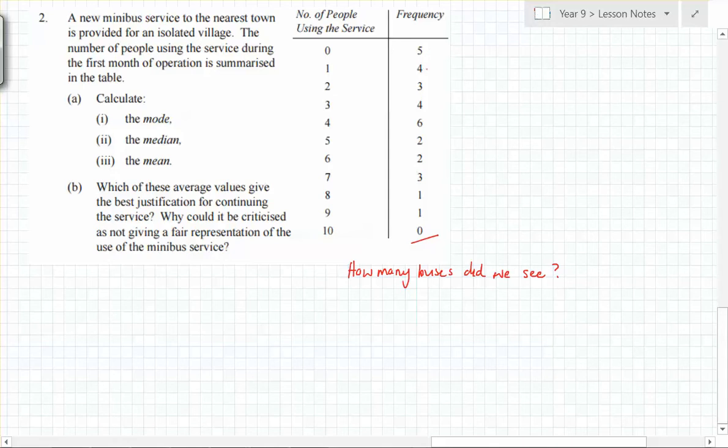5 plus 4 is 9, 12, 16, 22, 24, 26, 29, 31? We think 31 buses. Let's assume every bus had different people on. How many people did we see?